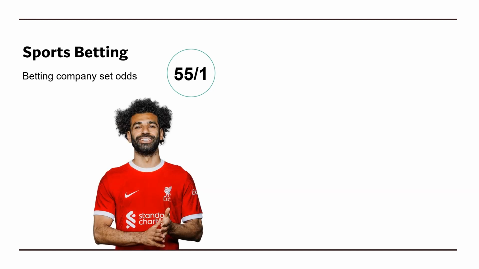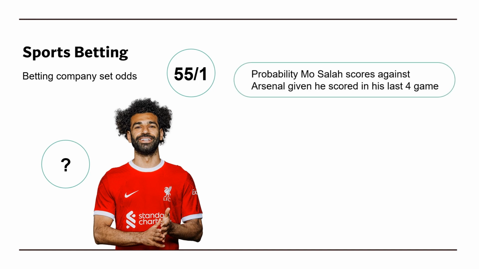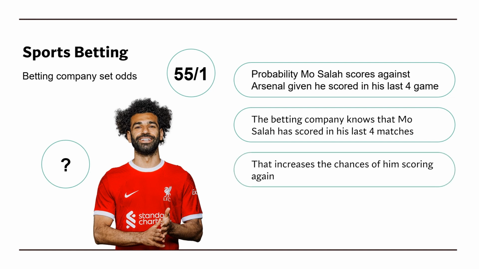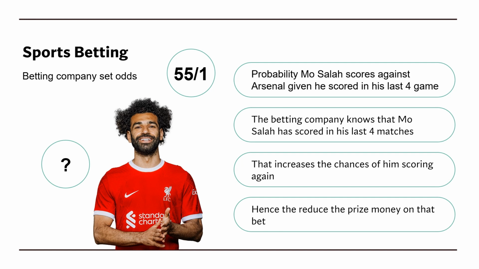Let's say, for example, they want to set the odds for Mo Salah scoring in the next game, against Arsenal, which is a big game, and they already know that Salah has scored in his last 4 matches. This increases the likelihood of him scoring again. So they probably should set a lower prize money on that bet. Betting companies use many such pieces of information in order to predict a player's performance. Hence, they use conditional probability to understand if a player is going to score or not, and accordingly, they change their odds. This way, conditional probability and Bayes' theorem play a major role in the sports betting business.